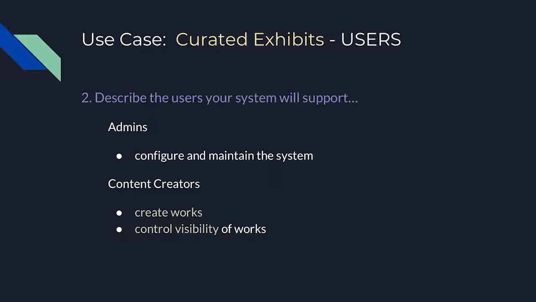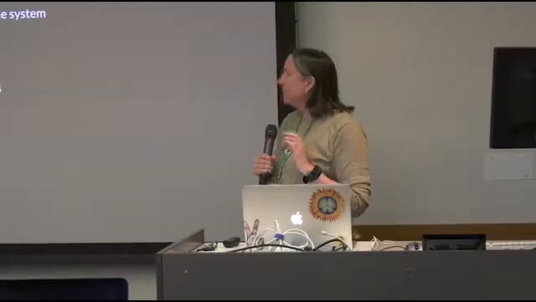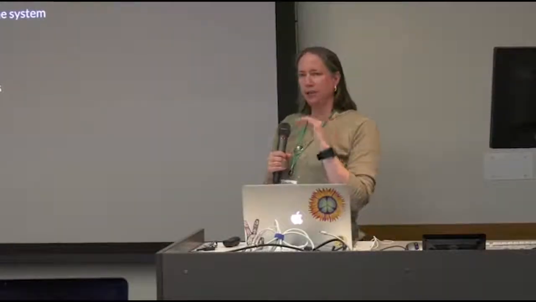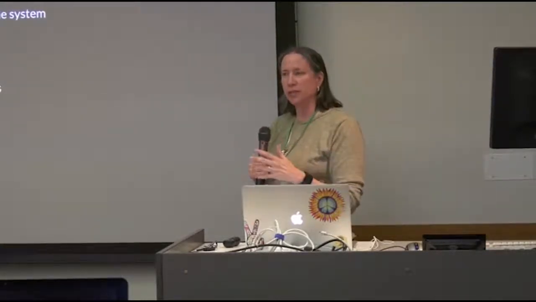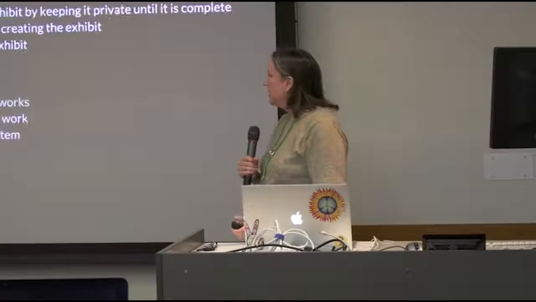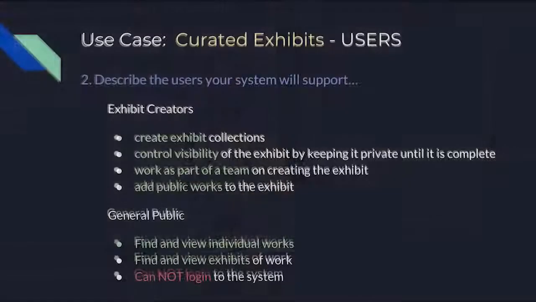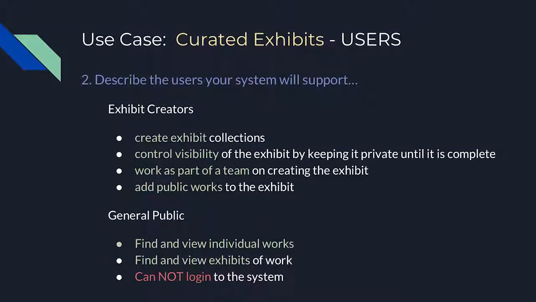So we're going to describe the users. We have our admins, because we always have our admins who control the system and maintain it. But then we have our content creators. These are the people who are going to create the works, and they're the people who are going to control the visibility of those works. And we have our exhibit creators. They're the ones who are going to create the exhibit collection, and they'll control the basic visibility of the collection itself. So they can keep it private while they're working on it, and when they get it all done, they'll switch it over to public.